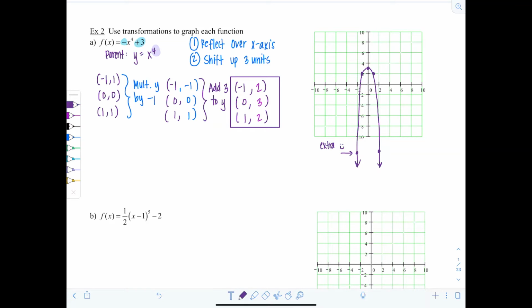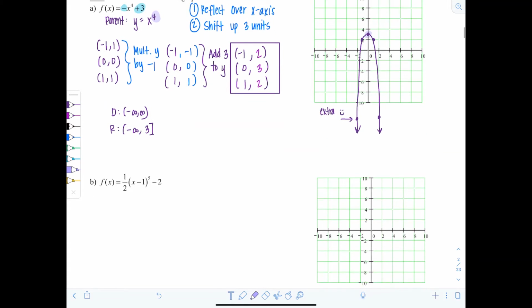Okay, so let's list the domain and range. Why not? The domain is all real numbers from negative infinity to infinity. It is a polynomial after all. And then the range is going to go from negative infinity, it goes down forever, up until 3. And I'm going to include 3. That's the highest y value that I see on the graph up here.